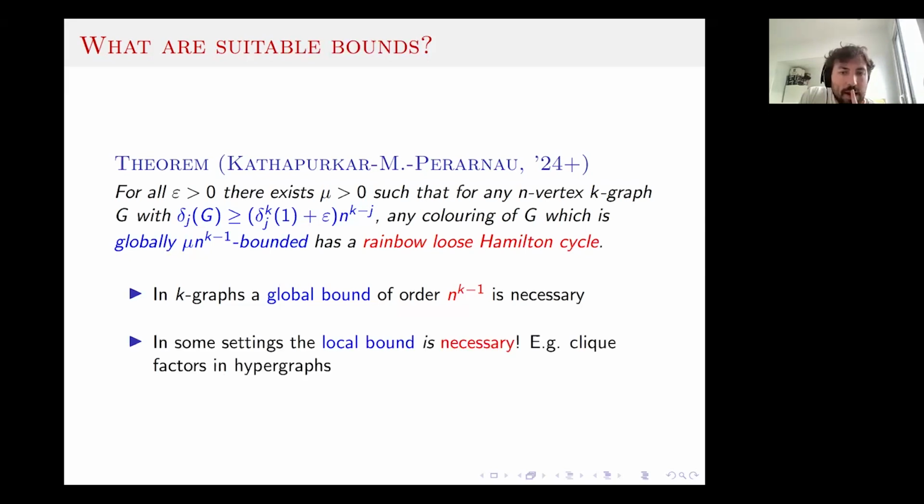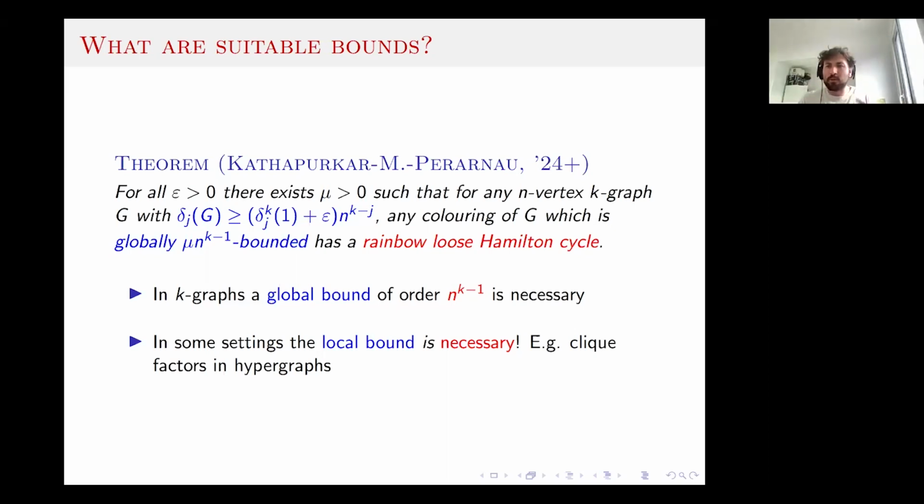And sometimes this is not enough. So just looking at a global bound is not what a suitable bound should be, and you need a local bound. This was observed first by Coulson, Perarnau, Keevash, and Yepremyan. They showed that for example, for a clique factor in a hypergraph, you might need some local bound also.